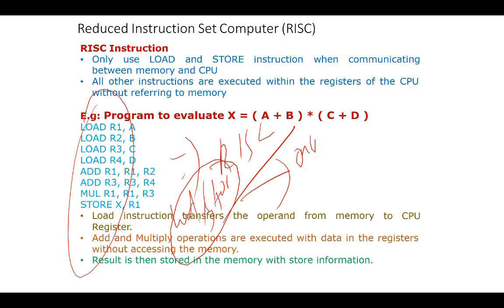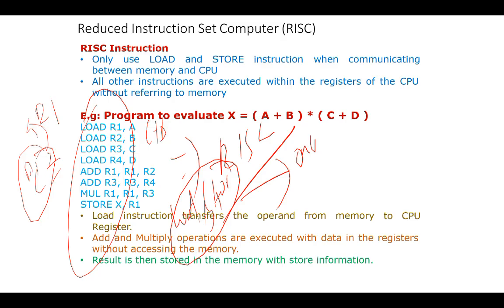Then we have the instruction add R1, R1, R2. It performs a plus b and stores the result in register R1. The next instruction is add R3, R3, R4, which gives us c plus d, and this result is stored in register R3.